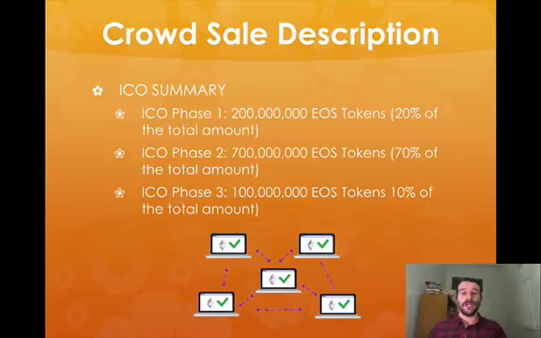the ICO summary. ICO phase 1 will distribute 20% of the total amount. That amounts to 200 million EOS tokens. Then phase 2, 700 million as well. That represents 70%. And of course, phase 3, 100,000 EOS tokens. You can track this on the EOS website.